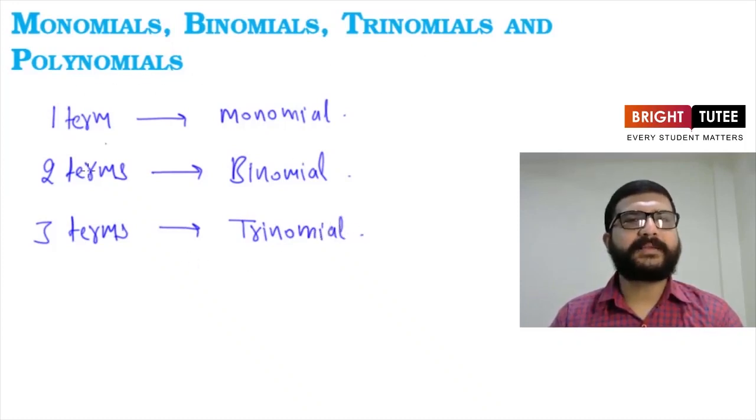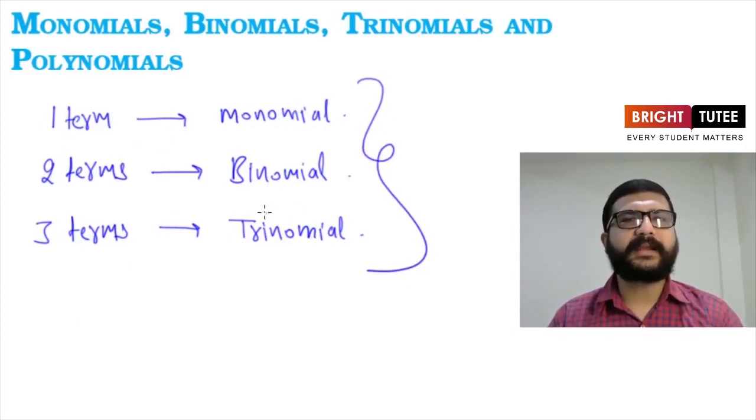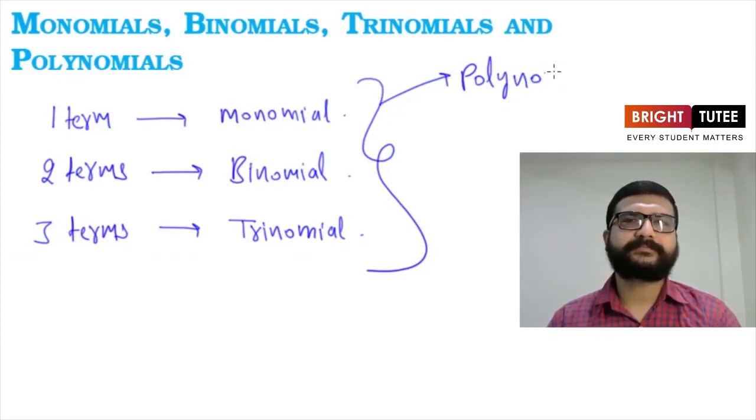Now what are polynomials? An algebraic expression having one or more terms is known as a polynomial. So broadly we have these three categories: monomial, binomial and trinomial, and all these are polynomials only, because polynomials means algebraic expressions having one or more terms. If an algebraic expression has 4 terms, then it will be a polynomial. If it has 5 terms or say 50 terms, then also it will be a polynomial only.